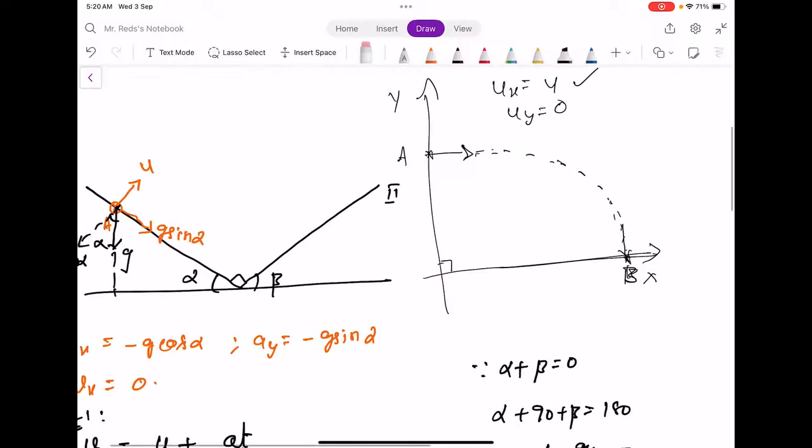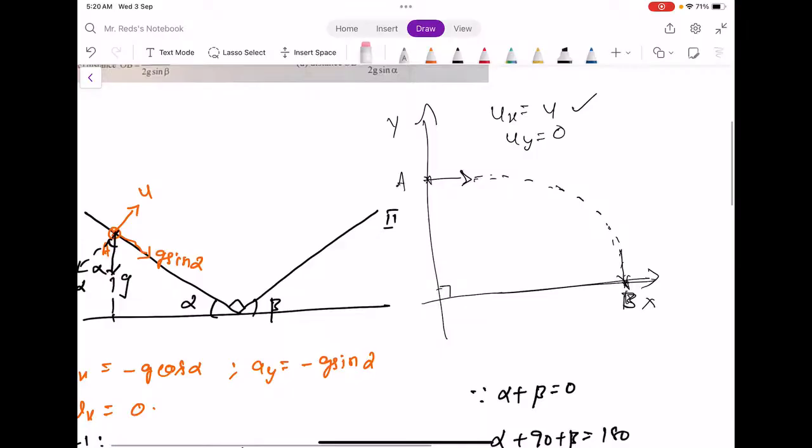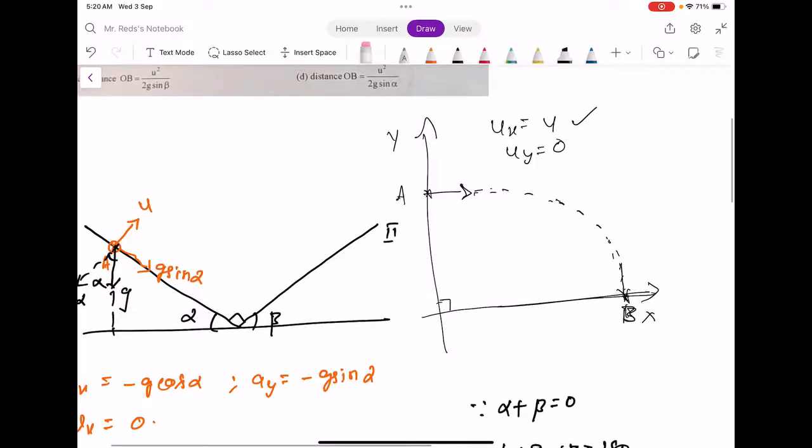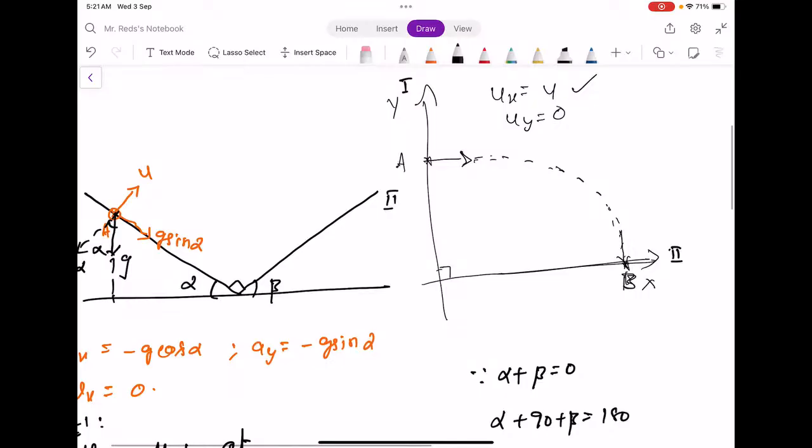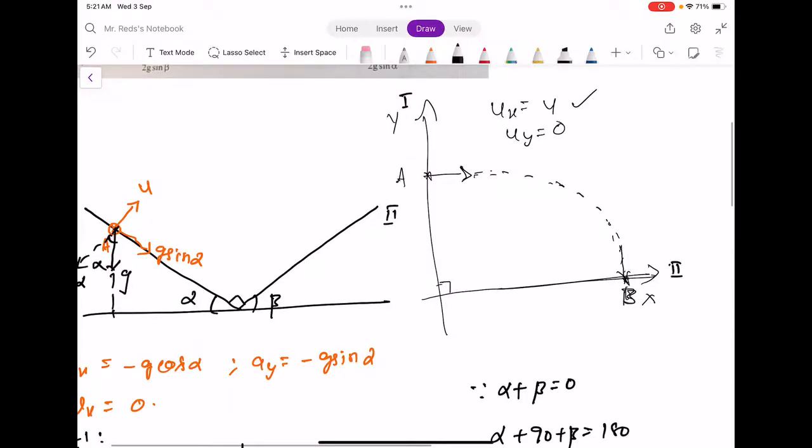As plane 1 and plane 2 are perpendicular to one another, we can consider plane 2 along the x-axis and plane 1 along the y-axis. So when you project the particle perpendicular to plane 1, that is perpendicular to the y-axis, the initial velocity will be along the x-axis only. So ux is equal to u and uy is equal to 0. This condition you have to understand. For this, I am giving you this part of the diagram.